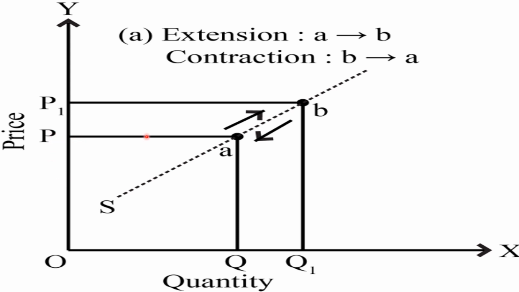Remember, when the price is at P1, the quantity demanded is Q. This is the equilibrium because beyond this, people are not willing to buy. Now, what can we do? Can there be a contraction? Obviously, yes. If we increase the price from P to P1, there will automatically be a contraction.